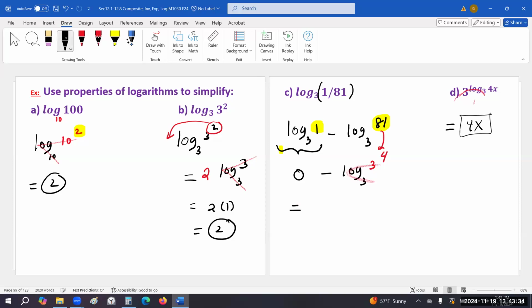So all of these cancel out. What is left? Negative and 4. We have negative here and 4 from there. And all of these, they cancel out.